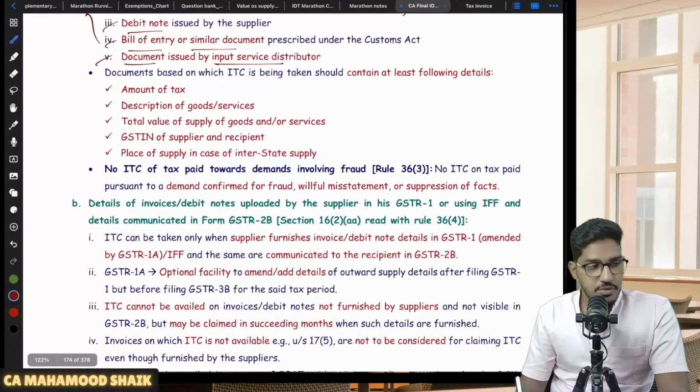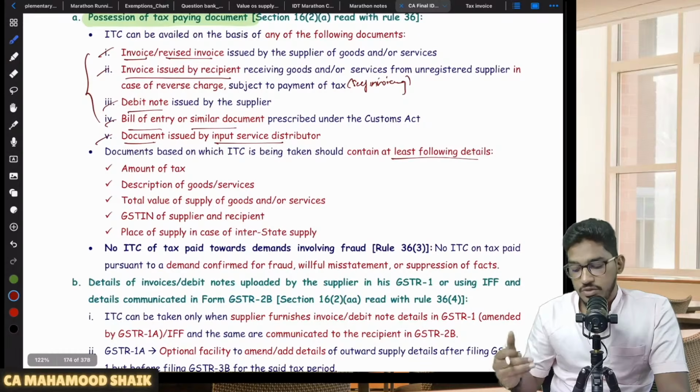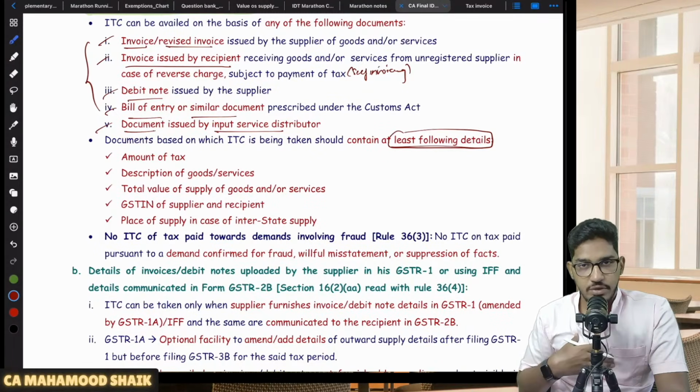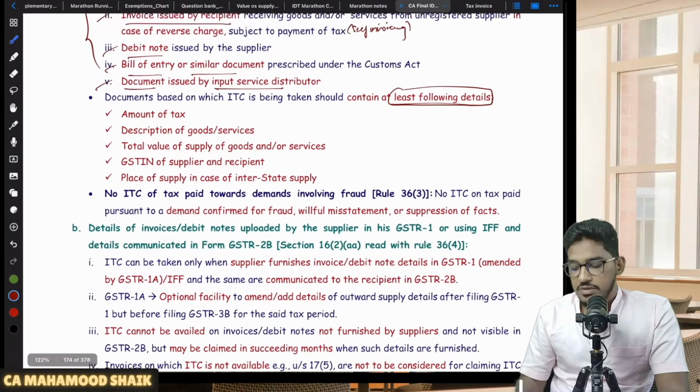So just having these documents alone will not be enough. Even in that document, some basic details must be there. So that document, either invoice, revised tax invoice, debit note, self-invoice, bill of entry, or document issued by ISD, must contain at least the following details. That means minimum details must be there in the document. Sir, what are those minimum details which must be there?